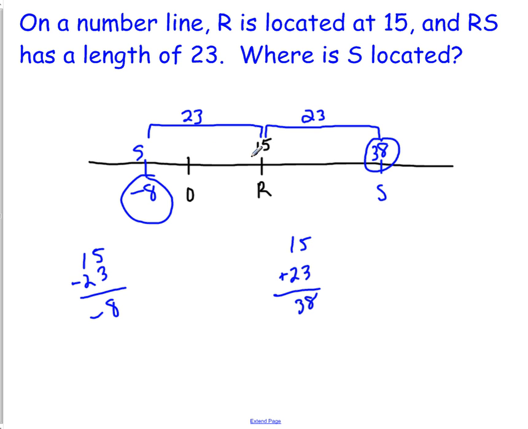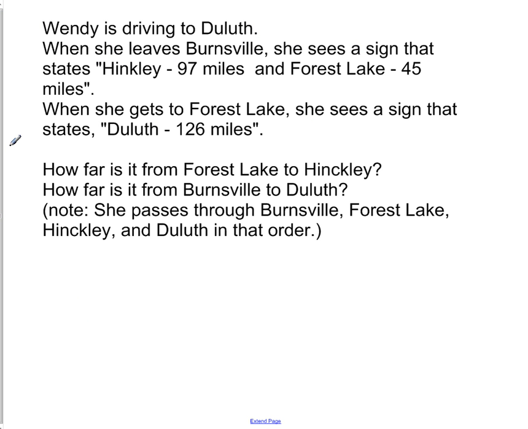Okay, one more problem for this one, and then we'll be on our way. It's a word problem. Wendy's driving to Duluth. When she leaves Burnsville, she sees a sign that states Hinckley 97 miles and Forest Lake 45 miles. When she gets to Forest Lake, she sees a sign that states Duluth 126 miles. There's a couple different questions here. How far is it from Forest Lake to Hinckley? And how far is it from Burnsville to Duluth?